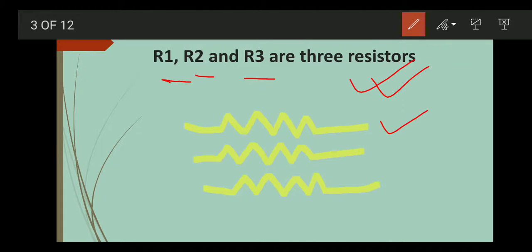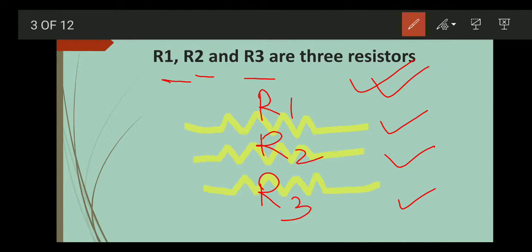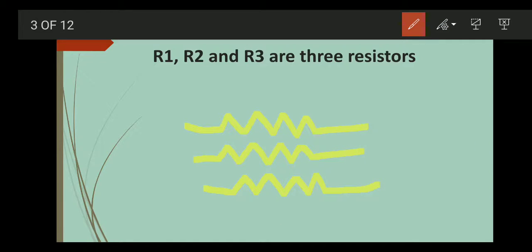You can see this place, this is R1, this is R2 and this one is R3. Three resistors. Now suppose we have to connect them in parallel combination. What we will do? We will connect all the points in the left end. Suppose this R1, R2 and R3. This is the left end of these three resistors. We will connect these to one point like this.